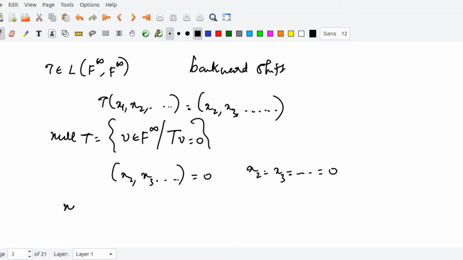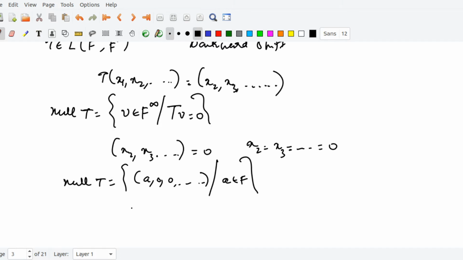Hence null space of T equals the set of all (a, 0, 0, ...), where a is an element of F. If we compute T(a, 0, 0, ...), this will be equal to (0, 0, 0, ...). Hence all the elements of the form (a, 0, 0, ...) will lie in the null space of T.